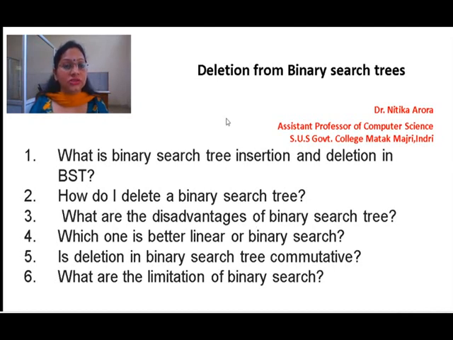So these are the questions based on your topic, deletion from binary search tree. Discuss all these questions with your class teacher and then write down the answers in your notebook.